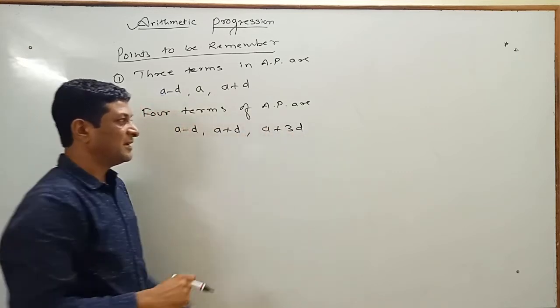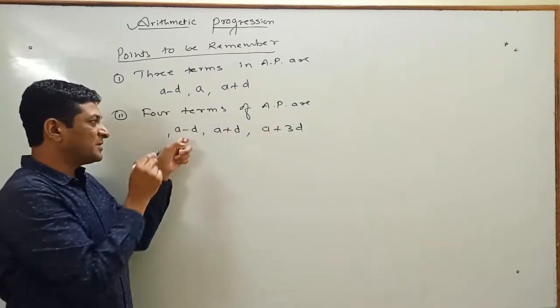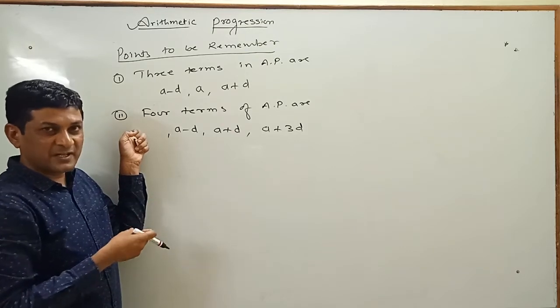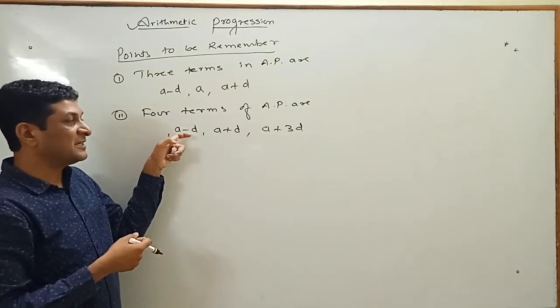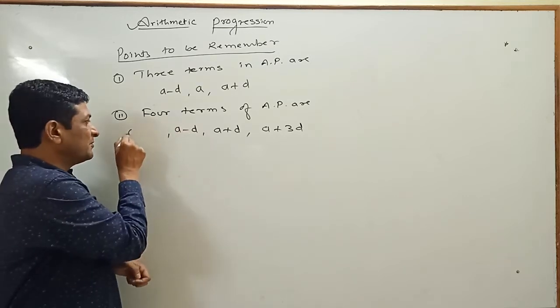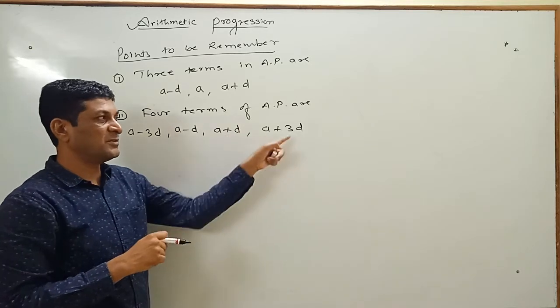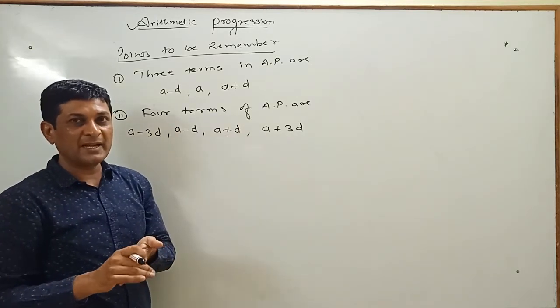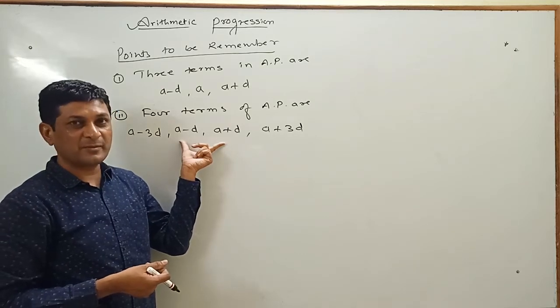3d. Here also, how much is the difference we have taken? 2d. Now to find its previous term, we have to subtract the difference, and what is our difference? 2d. If we subtract 2d from a minus d, we get a minus 3d. Now the difference between any two terms is equal to 2d, and since the difference is constant, we can say that these are the terms in arithmetic progression.